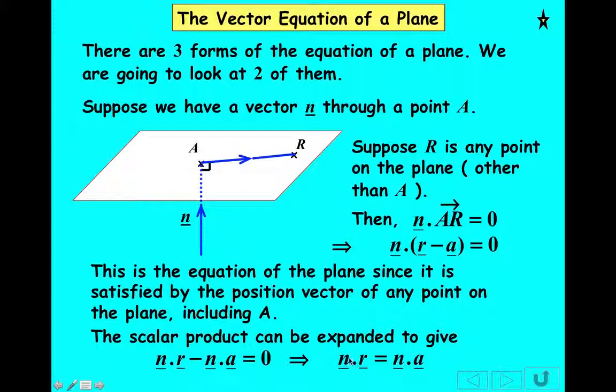Now we just have to remember what this n and what this R and what this A is. n is the normal to the plane. R is any point on the plane, any general point. So if we write that out in component form, it would be x, y, z. And A is a specific point on the plane.